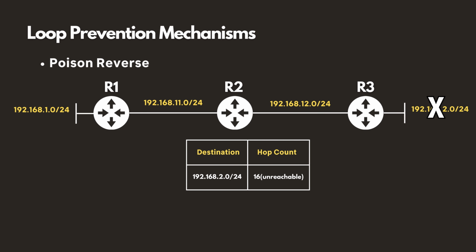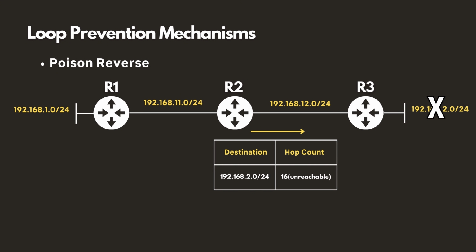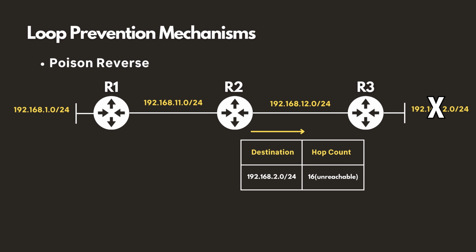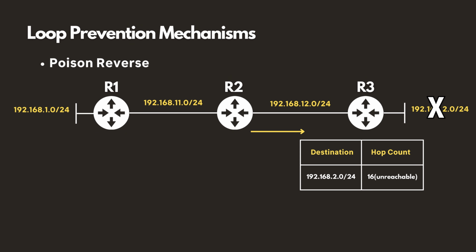Next is split horizon with poison reverse. This is an enhancement of split horizon. In this case, the router actively advertises unreachable routes with metric 16 back to the source to explicitly tell neighbors to not use it for the destination. It's like confirming that the route is poisoned after it receives a route with max metric.